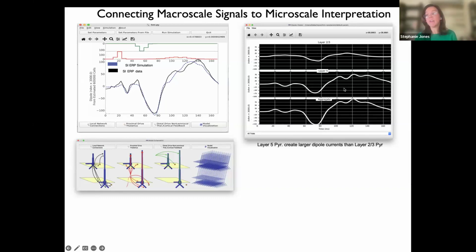And you can see that layer 5 contributes more. And that's because layer 5 has longer dendrites. This is current over distance. And so you tend to get a bigger signal from layer 5 than you do from layer 2/3. Now, if layer 5 is not active and only layer 2/3 is, then layer 2/3 is going to dominate your signal. But in general, layer 5 creates bigger responses.